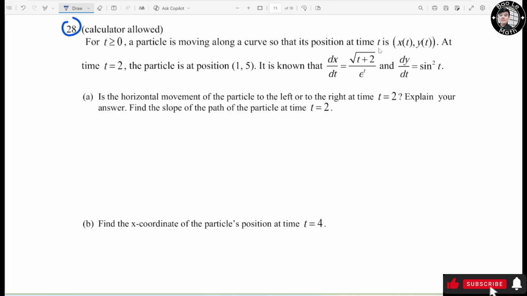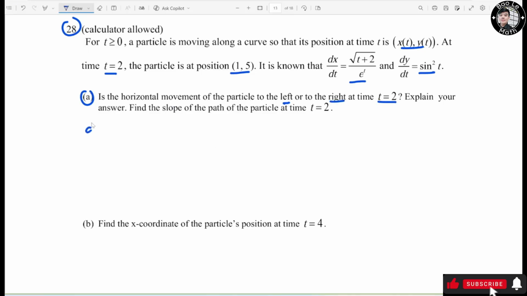Question 28. For t greater than or equal to 0, a particle is moving along a curve so that its position at time t is this guy. At time t equals 2, the particle is at position 1, 5. It's known that dx over dt is this guy, dy over dt is this guy. Question A. Is the horizontal movement of the particle to the left or to the right at t equals 2?